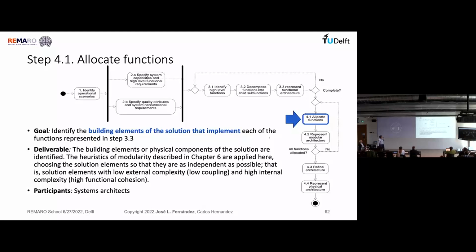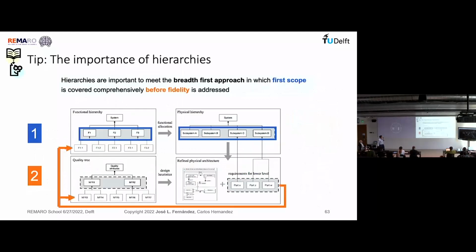José Luis just discussed a bit about allocation, so I'm going to skip this part for the sake of the example. Again, first the scope, afterwards fidelity. So you complete one level, and thanks to allocation, you start defining the next level, decomposing the functions, and you repeat.